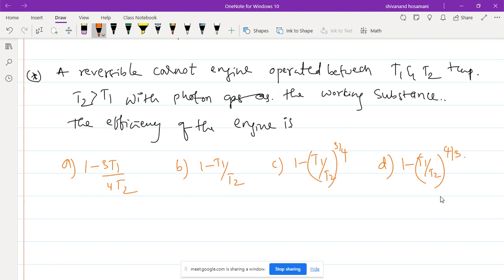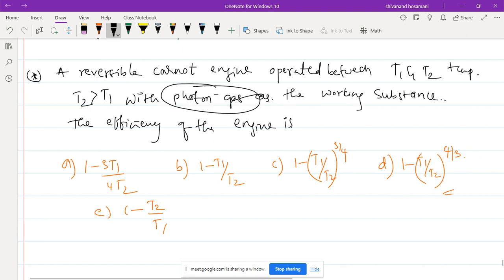Yes, anyone? Another option is 1 minus T2 divided by T1. Which is the answer? B. AB or CD? Second or fourth? The second option is correct, because efficiency is independent of the working substance; whether photon gas or another one, it makes no difference. Temperature T2 is higher, therefore efficiency.